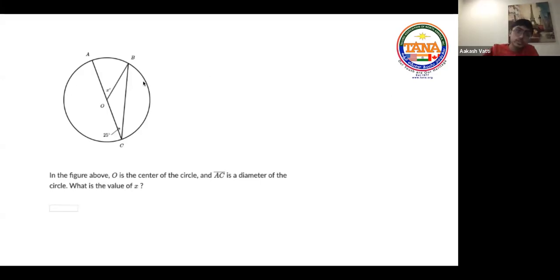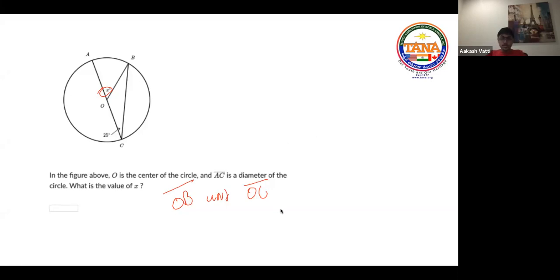Right, doesn't look like anyone else needs more time. So for this one, we're trying to find the value of x, which is a central angle right here, given that AC is the diameter of the circle. So we know that line OB and line OC are both radii of the circle because they go from the central angle x to the edge of the circle.